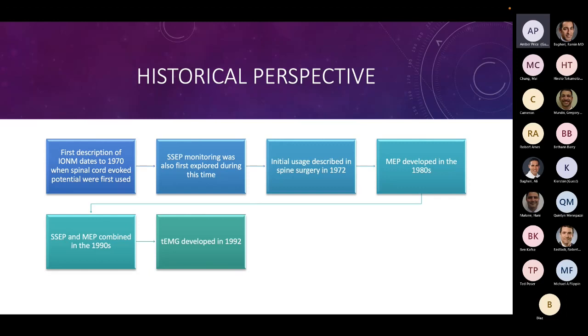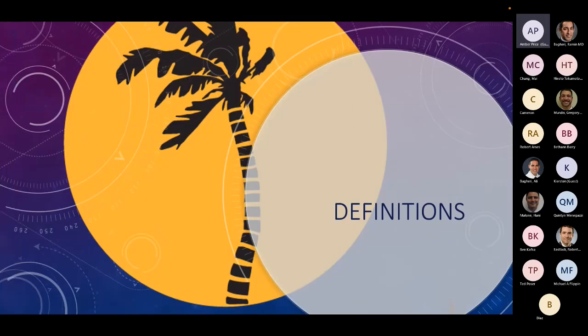The two weren't really used together up until the 1990s, and we'll discuss the evolution of that a little bit. And then triggered EMG really developed in 1992. And so that's, from an evolutionary perspective, how it has come about.